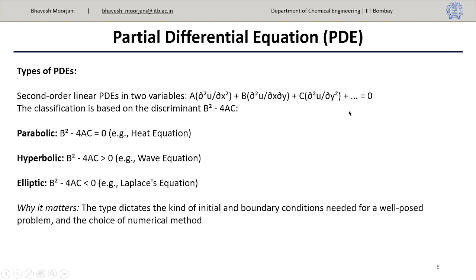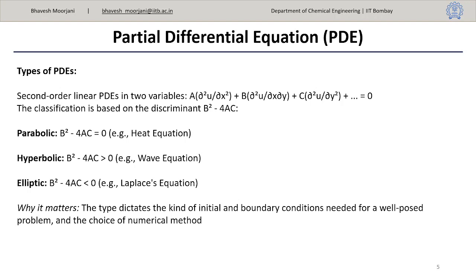If you only focus on the second order derivative coefficients, a, b and c here, based on the value of b square minus 4ac, you can determine what kind of partial differential equation you have. If your b square minus 4ac is 0, that means you have a parabolic equation. If your b square minus 4ac is greater than 0, that will be hyperbolic, and if b square minus 4ac is less than 0, it becomes elliptical. Now, why is this classification important?